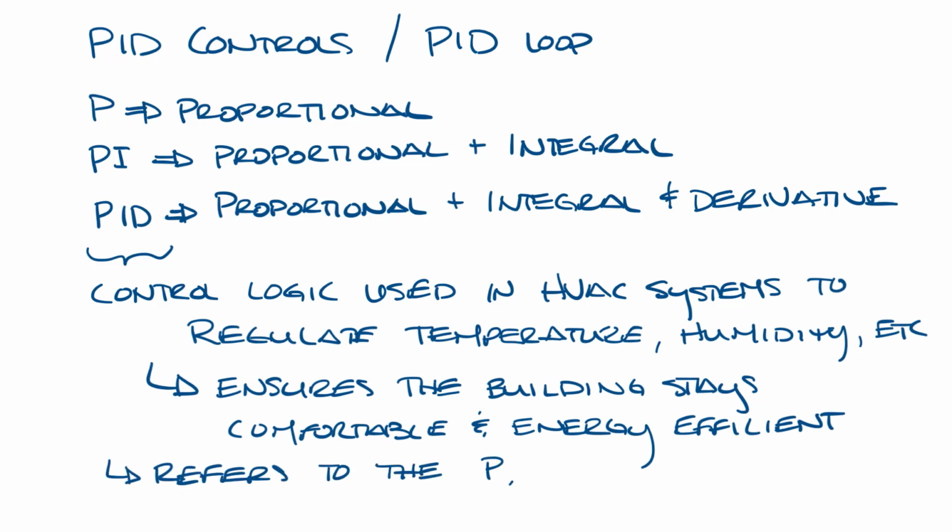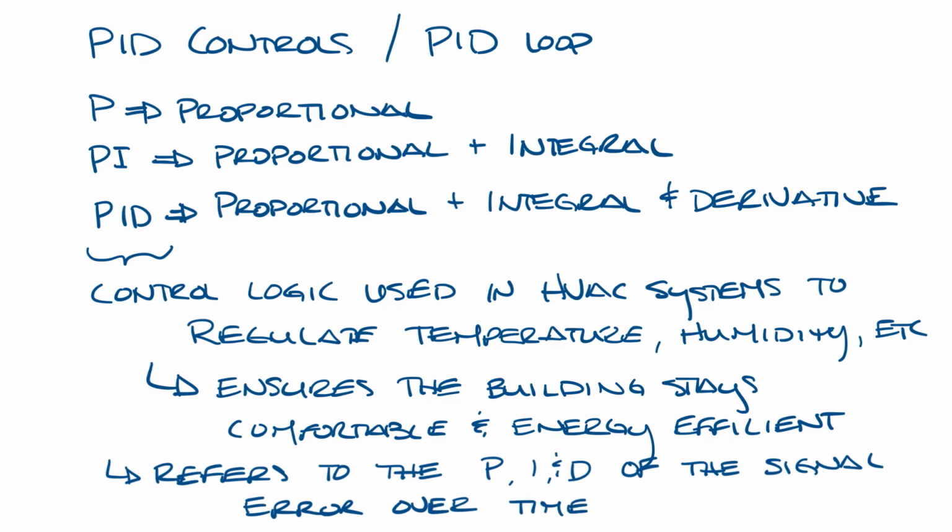It refers to the proportional, integral, and derivative of the error signal over time, which in the case of a VAV box is basically how far you are away from set point. So let's move it over and look at each of them.